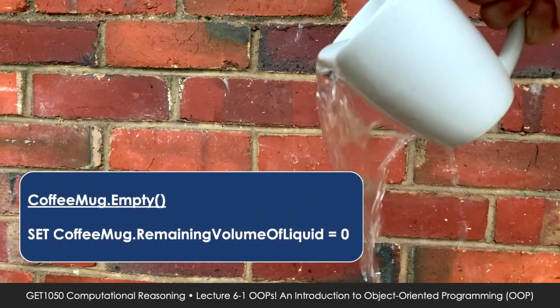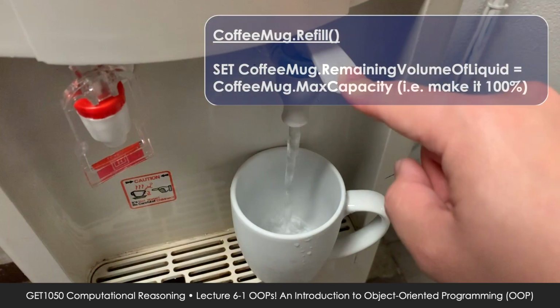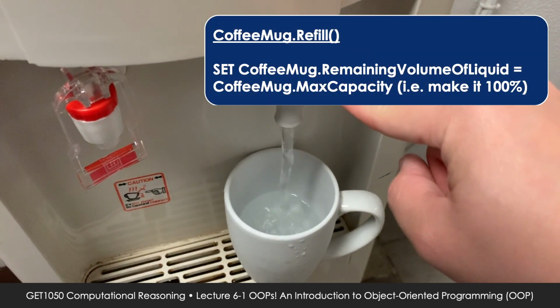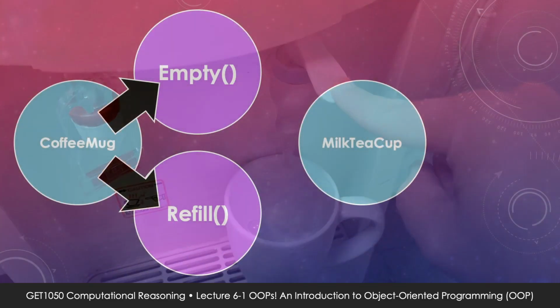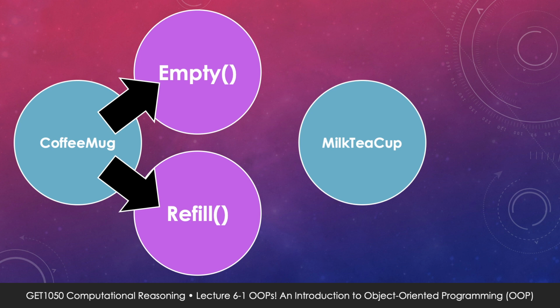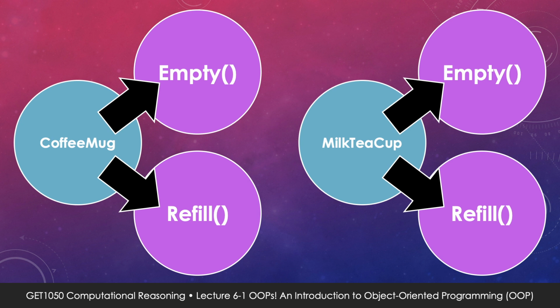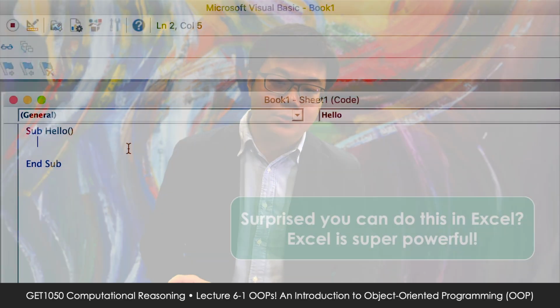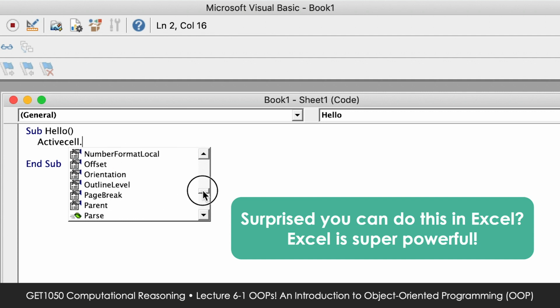Coffee mug.empty will change coffee mug.remaining volume of liquid to 0, while coffee mug.refill will set coffee mug.remaining volume of liquid to have the same value as coffee mug.max capacity, that is to set it to 100%. Similarly, because milk teacup shares the same cup class, the template, as coffee mug, milk teacup will also have the same two built-in methods, milk teacup.empty and milk teacup.refill, that will perform the exact same actions. Now, to make life easier for you, Microsoft Excel will remember all the attributes and all the methods of the objects for you. Once you've typed the object's name followed by a dot, a menu of all the object's attributes and methods will show up.